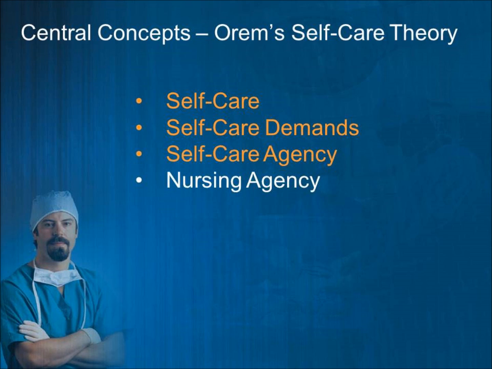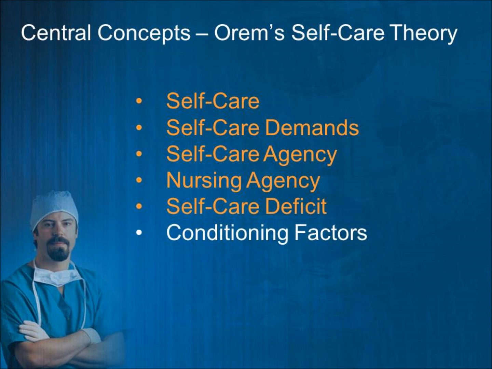Nursing agency. The overall ability of nurses to perform nursing duties. Self-care deficit. The actions and needs required for self-care that exceed the patient's abilities for self-care. And conditioning factors. These are internal or external factors that may have an influence on the patient's ability to engage in necessary self-care. The theoretical and practical knowledge of this theory is the foundational basis for nursing and dependent care.